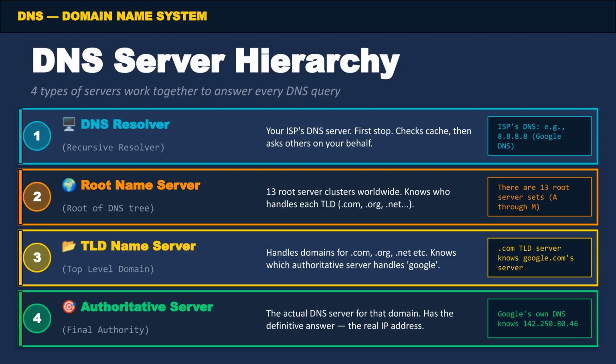The DNS server hierarchy consists of four main types of servers working together. The DNS resolver is your ISP's server that first checks its cache. The root name server directs queries to the appropriate top-level domain server. The TLD name server handles domains like .com or .org. Finally, the authoritative server holds the definitive IP address for the domain.